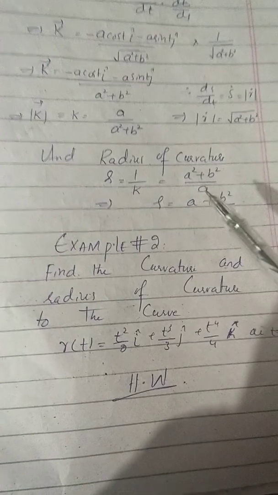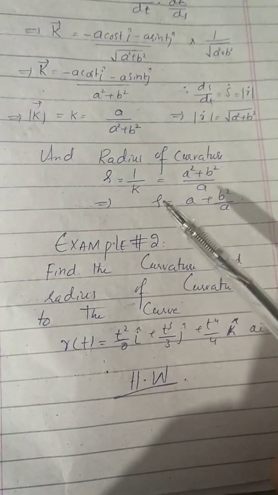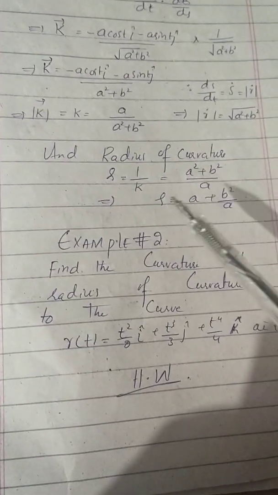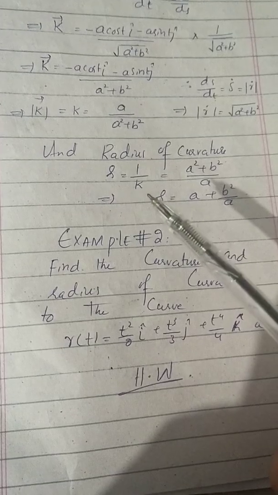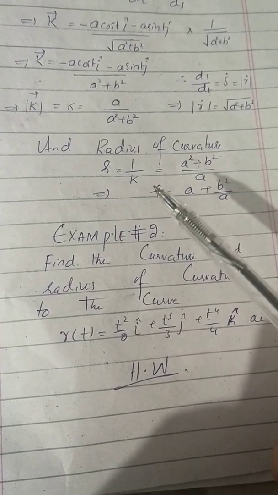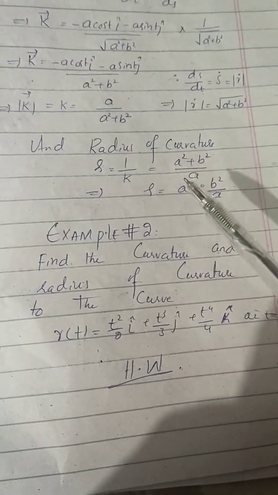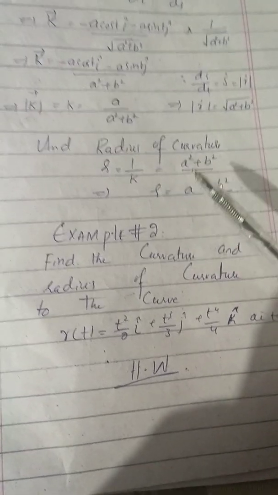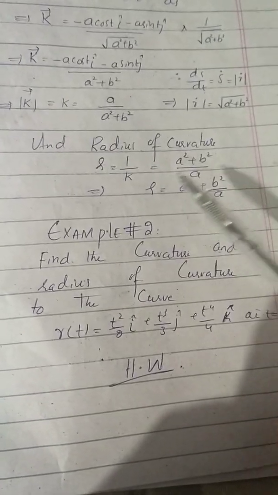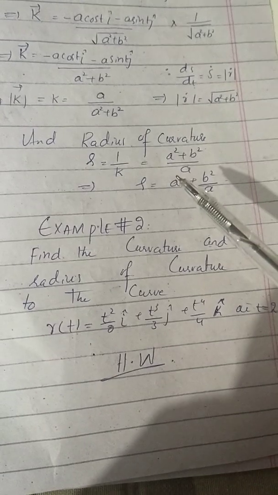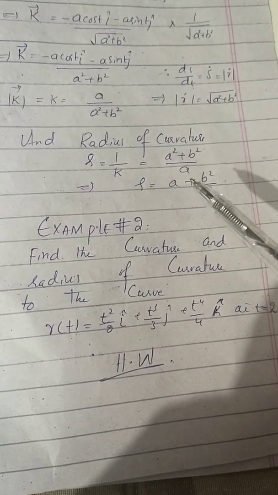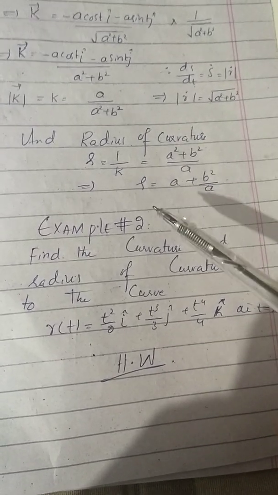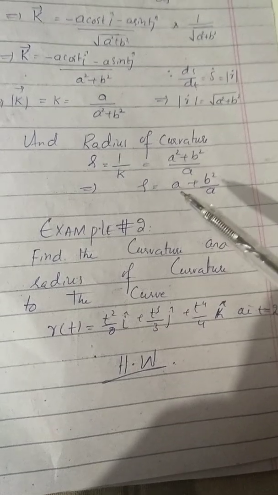Now the radius of curvature. As you know, the relationship between curvature and radius of curvature is inverse, so rho is equal to 1 by k. So here we only reverse it. This is the radius of the curvature, as you know. We can separate it like this: a squared by a plus b squared by a. So the a squared will be cancelled, and only the term a will be left.